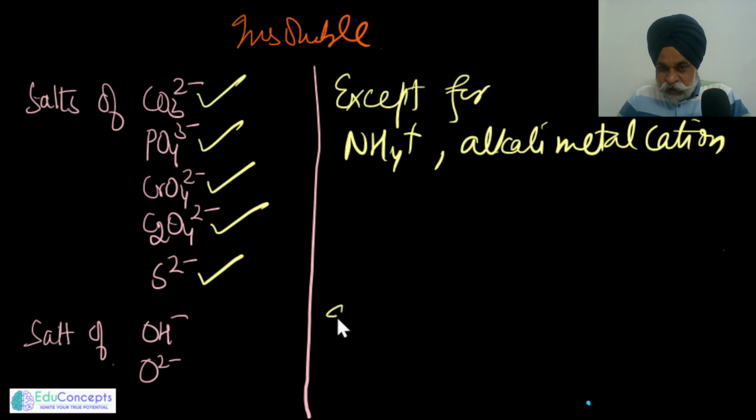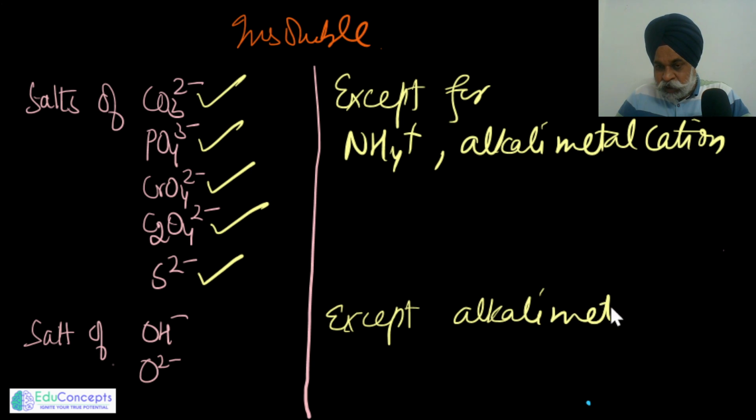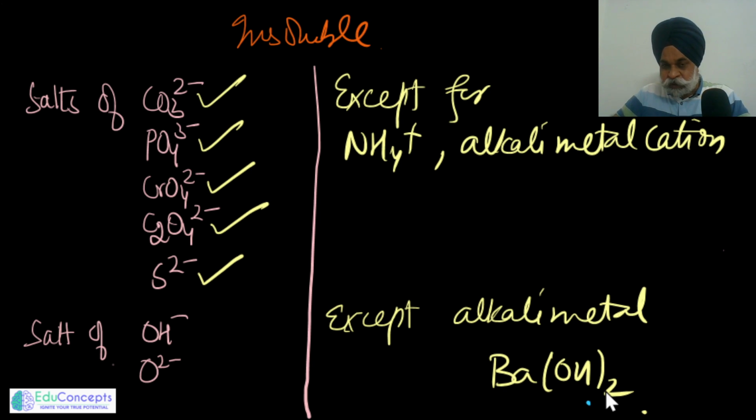On this particular slide, I should also write except alkali metal hydroxides, which are water soluble, along with the alkaline earth metal hydroxide, barium hydroxide. This is also water soluble. So what I am trying to say here is a general statement. There could be a few exceptions here and there, but generally carbonates, phosphates, chromates, oxalates, sulfides are water insoluble.